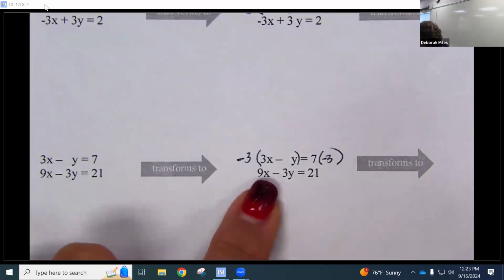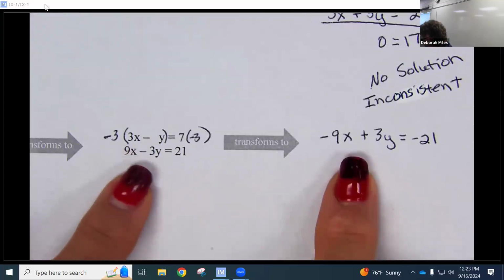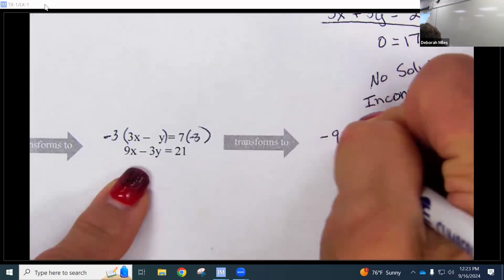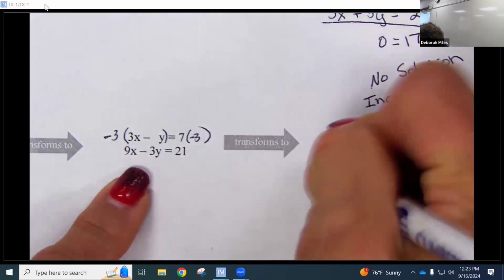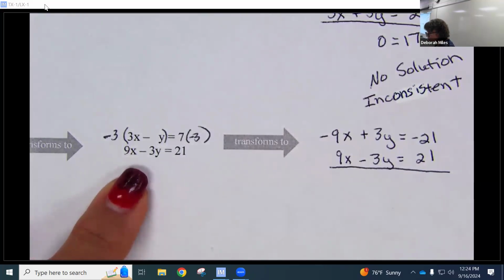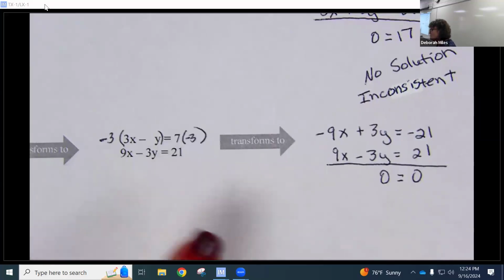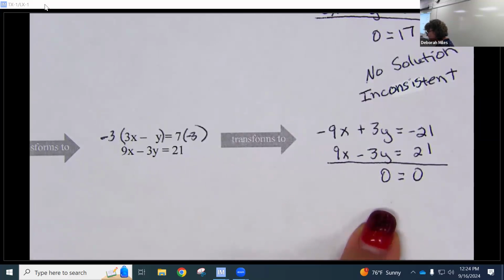That top equation would become -9x plus 3y equals -21. And I don't need to do anything to the second equation, I'm just gonna bring it over. And what did you get when you added those two equations together? 0. You got 0 equals 0. And you can't leave that for an answer either. On what planet does 0 equal 0? All the planets. And Maddie, what does that mean about number of solutions?